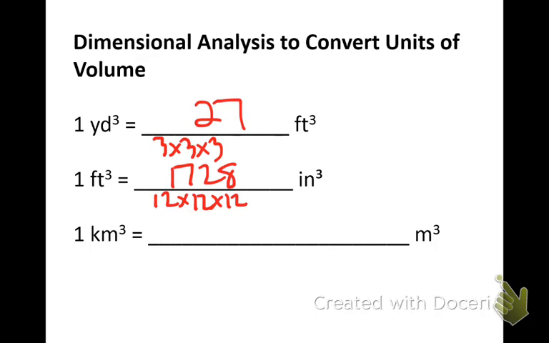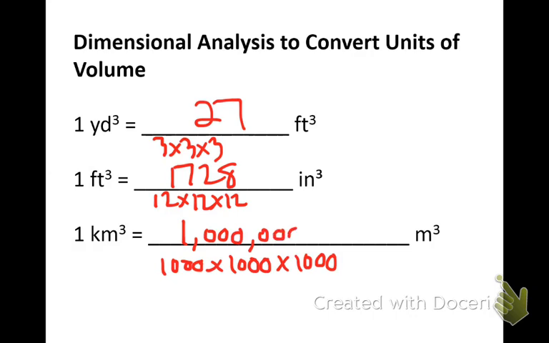And then 1 kilometer cubed, how many meters is that? It's 1,000 times 1,000 times 1,000. So that's going to equal 1 billion meters cubed. So when you're converting, make sure you multiply your conversion factor. You make sure you cube it.